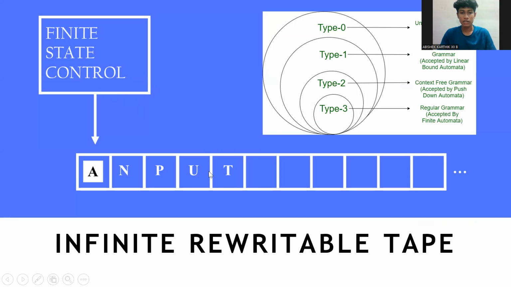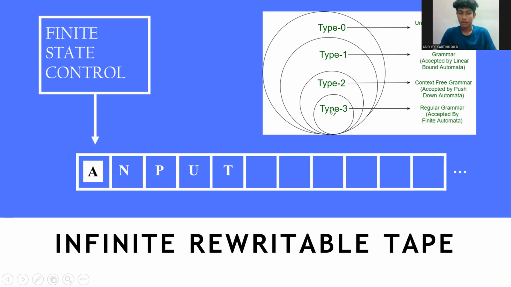So what is a Turing machine? In a nutshell, a Turing machine is basically an infinite rewritable tape. It has a head pointing at the tape, which is infinite, and on which we can put inputs and check if a string belongs to a language, etc. The blank spaces are identified by a special blank symbol.